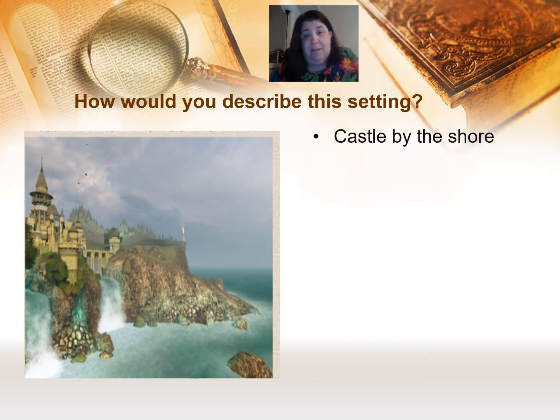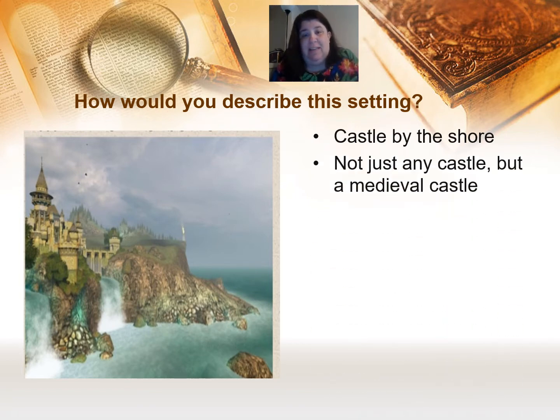This is where our mind is just going to have to get into overdrive and think a little bit. So we see it's like a castle by a shore. We've got the water there, and we can assume it's a castle. It's got turrets and stuff like that. Not only is it just a castle, it's a medieval castle. It happened long, long ago. And then you have to be descriptive about it.